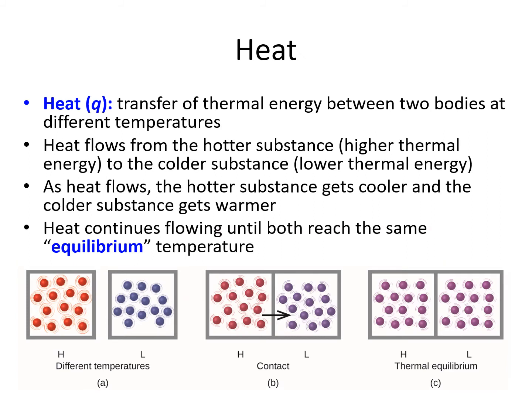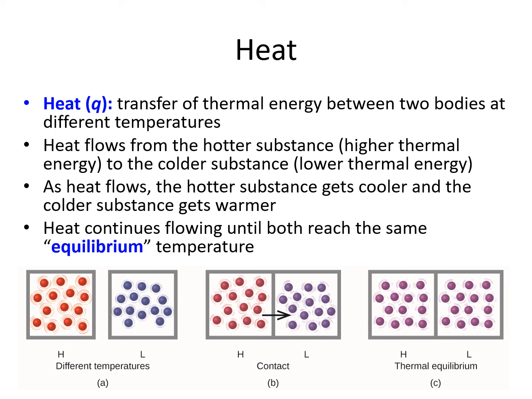Another related but different term is heat. Heat has the variable lowercase q, which is short for quantity. Heat is the transfer of thermal energy between two bodies at different temperatures. Heat is always going to flow from the hotter substance to the colder substance. That is, the substance that has the higher thermal energy to the substance that has the lower thermal energy. You can see that flow of heat in the pictures at the bottom of the slide.